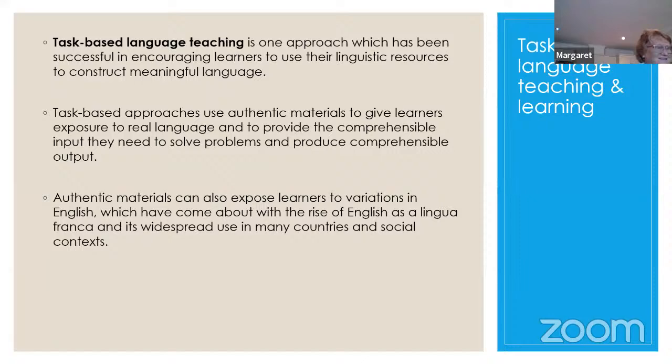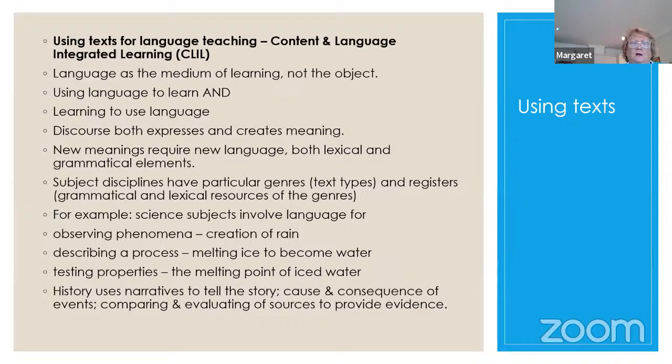The second approach, which has become quite popular over the last 10 to 15 years, is what's known as content and language integrated learning, or CLIL. And it's an approach that is used in academic settings. It's based on the use of texts, a lot of written texts, but also oral texts as well. A range of different texts, actually. A lot of internet use to look at different documents and different sorts of things.